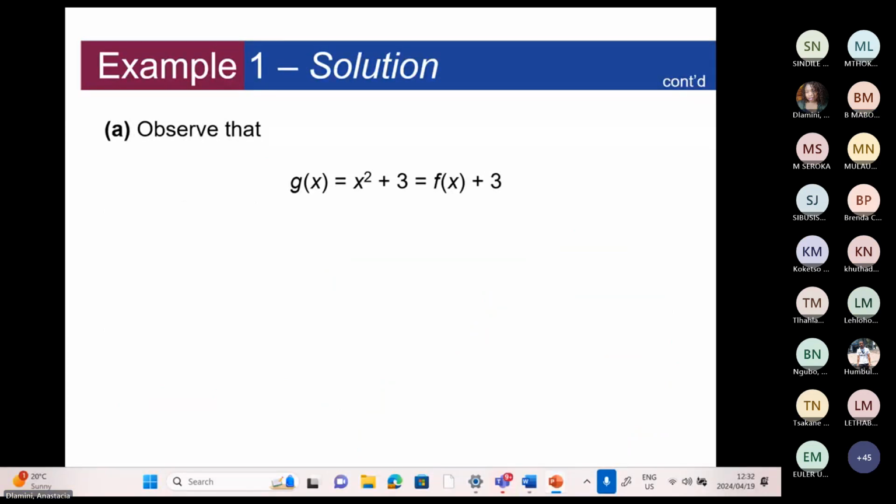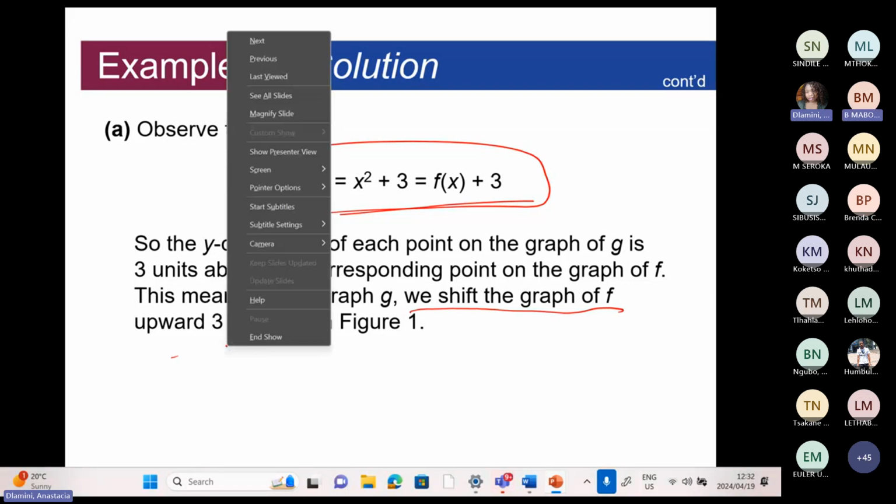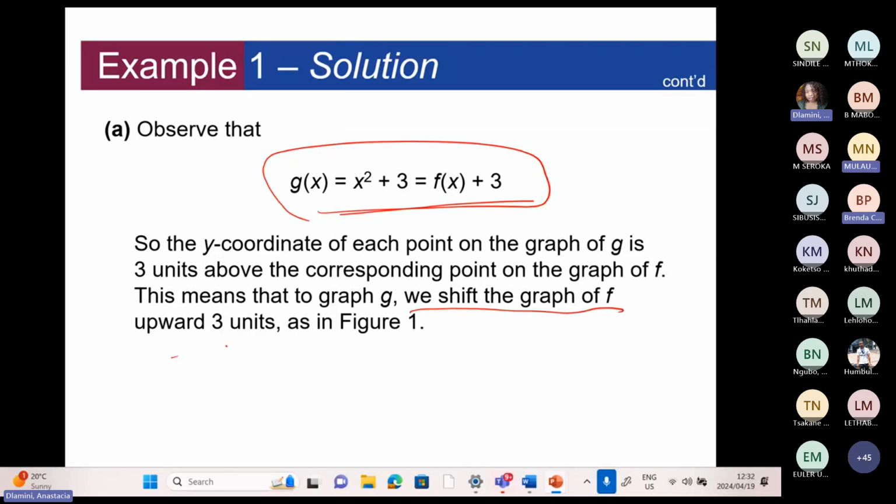Observe that this is the same as that. We explained that part. So the y-coordinate of each point on the graph of G is 3 units above the corresponding point of the graph of F. This means that to get the graph of G, we shift the graph of F upwards by 3 units. And this is how you explain. I can give you an equation like this and ask you to explain the transformation. Then you'll say: shift the graph of F upward by 3 units and shift it to the left by 7 units. Yeah, I can ask you to do that.